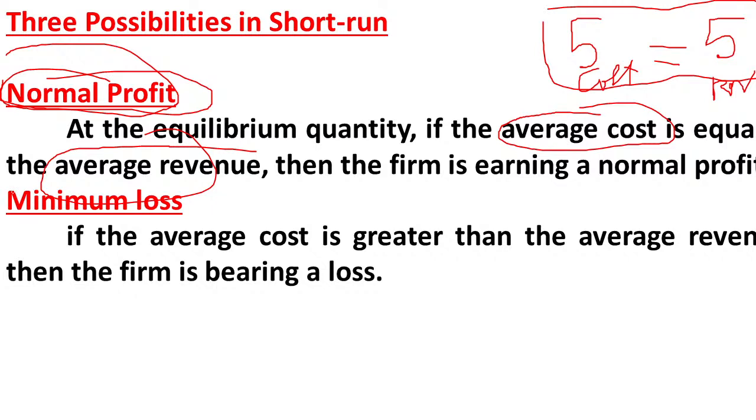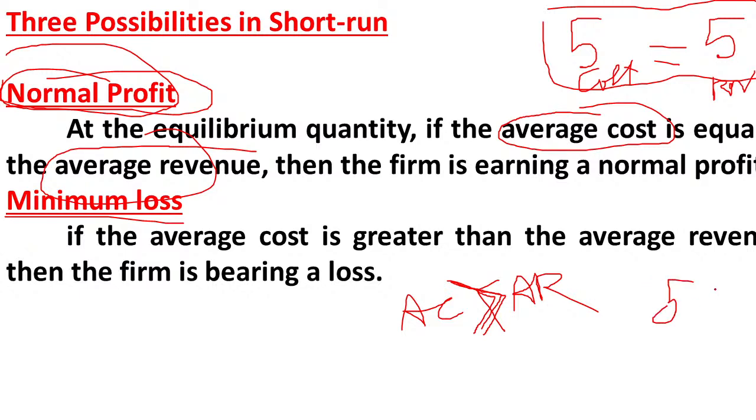Then the next case is minimum loss. The firm can also make a loss in the short run. In this case, average cost is greater than average revenue. So if average cost is greater than average revenue, then the firm is going to make a loss. For example, imagine I have produced a pen and I have spent 5 rupees to produce it, and I am going to sell this pen at 4 rupees. Then I am making a loss of 1 rupee. So this is known as the minimum loss.